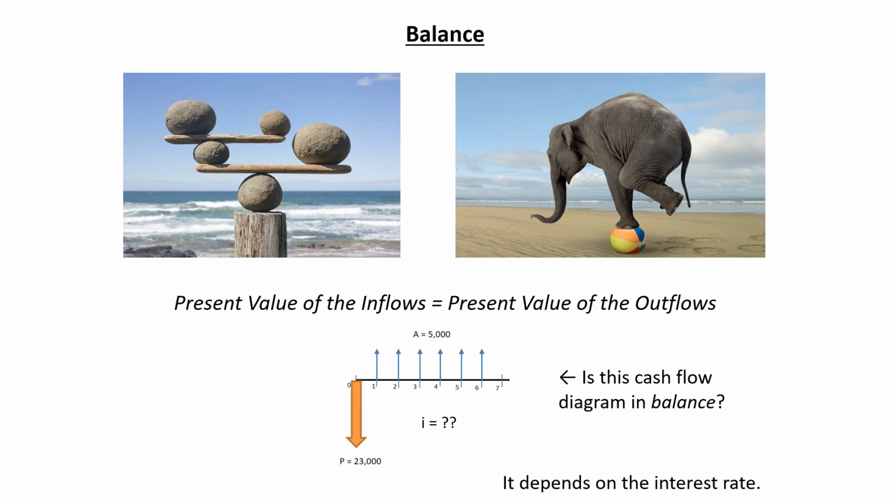So if we're trying to find out what is the present value of these $5,000 inflows, we'll multiply it by whatever factor there is inside of the parentheses here, the factor for find P given A. And so the equation for P divided by A is (1 plus i)^n minus 1, divided by i times (1 plus i)^n. Okay, so we know that P is 23,000 and we know that A is 5,000. So 23,000 divided by 5,000.